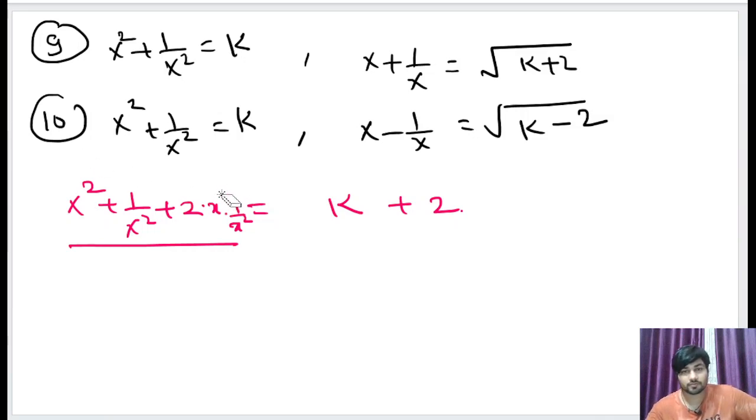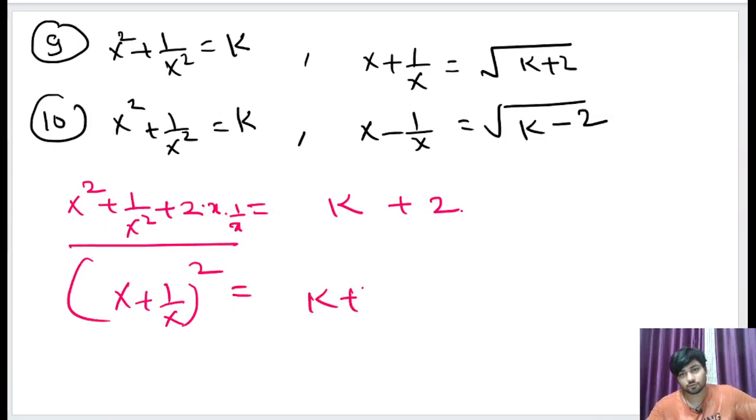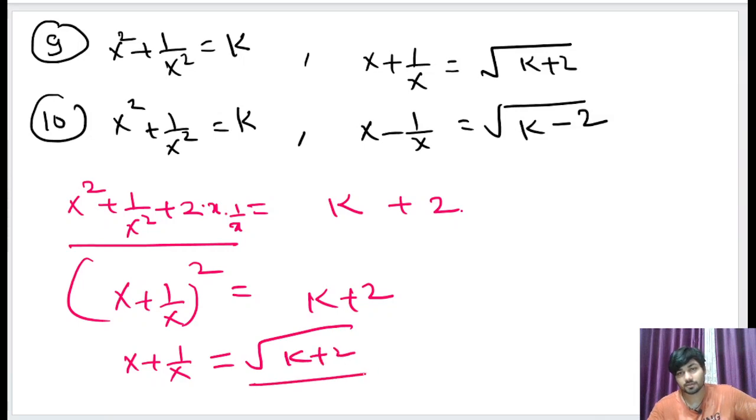It won't be x square here. It will be x and x. In the numerator I am multiplying x, and in the denominator also I am multiplying x. So the formula is (x + 1/x) whole square is equal to k + 2, so x + 1/x is equal to under root k + 2, right?